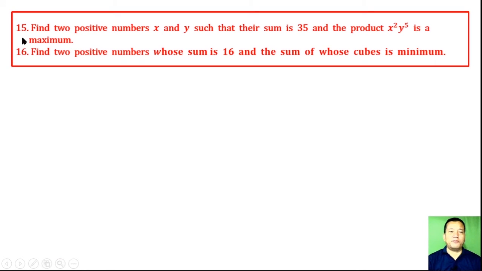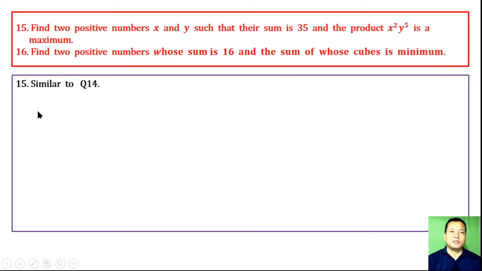For question number 15, find two positive numbers x and y such that their sum is 35 and the product x square y power 5 is a maximum. Similar to question number 14.